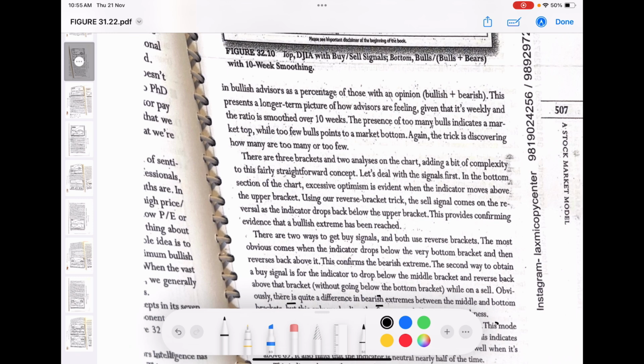The presence of too many bulls indicates a market top, while too few bulls show a market bottom. Again, the trick is discovering how many are too many or too few. There are three brackets in the analysis on the chart, adding a bit of complexity to the straightforward.